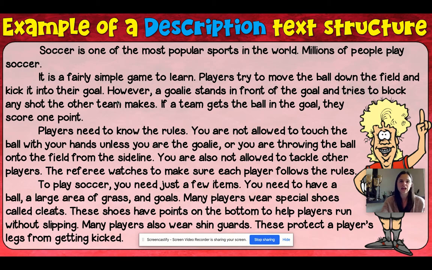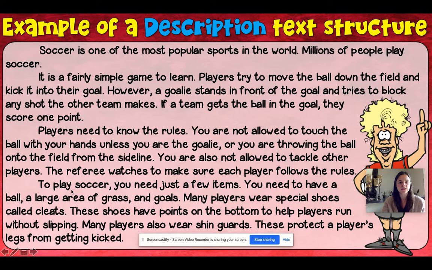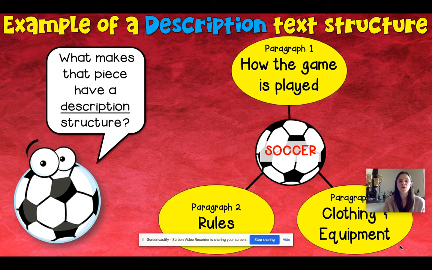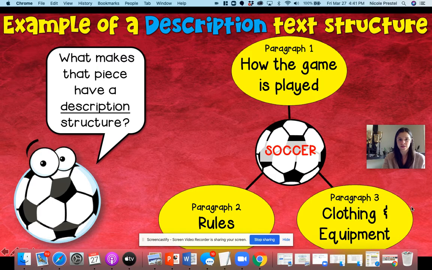Okay, I hope you paused it again. Paragraph 2 is all about the rules of soccer. And our last one, paragraph 3, please. This last one, pause it. Okay, hope you paused it. If you didn't, go back. Paragraph 3 is all about the clothing and equipment that soccer players wear or use. Okay, so we know that this is description because we have our topic in the center, and then we have facts, facts, facts, facts, facts, all about it around it.